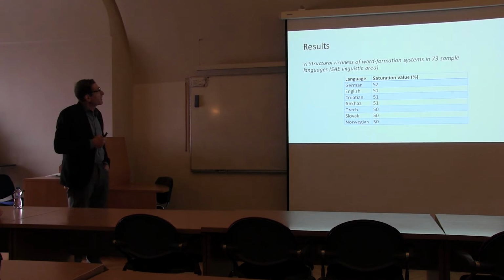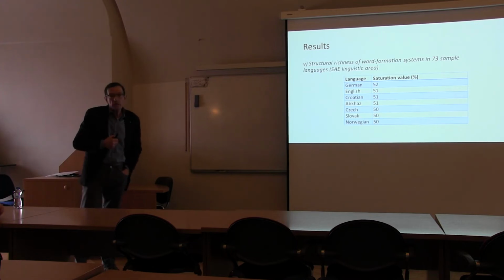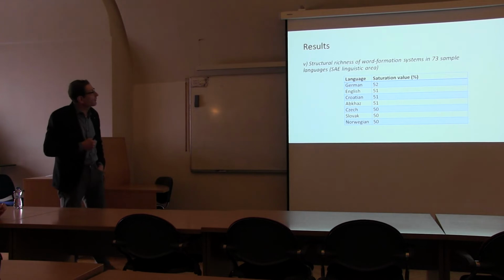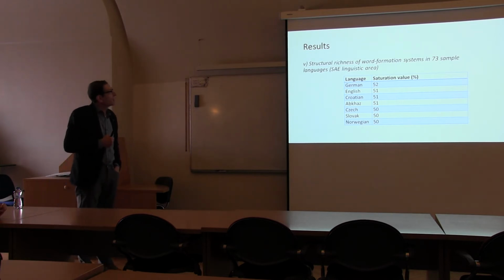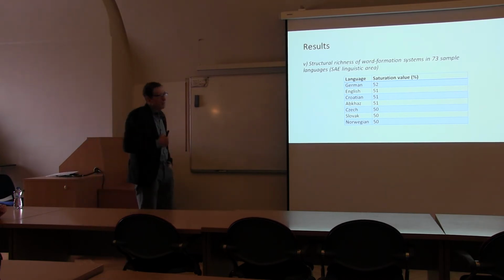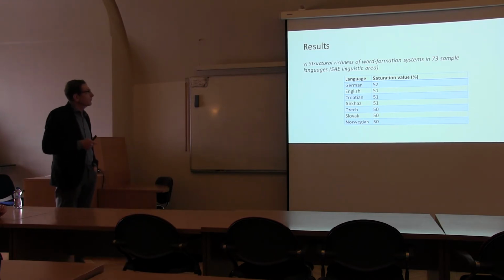This is the structural richness of word formation systems in 73 sample languages. It means the standard average European linguistic area. So which are the most saturated languages in terms of word formation? And as you can see, it is German, English, so 2 Germanic languages plus Norwegian, another Germanic language. Then there are Slavic languages, Croatian, Czech, Slovak. The structural richness is almost identical.